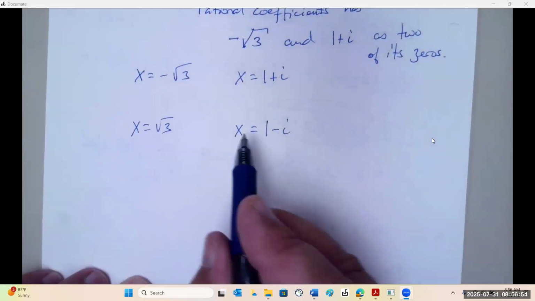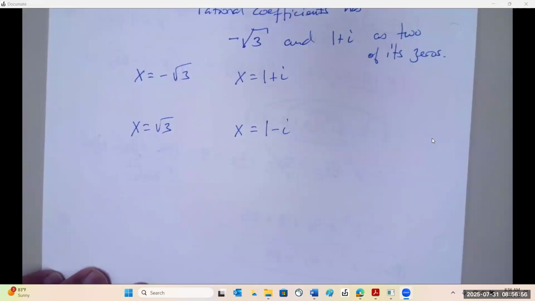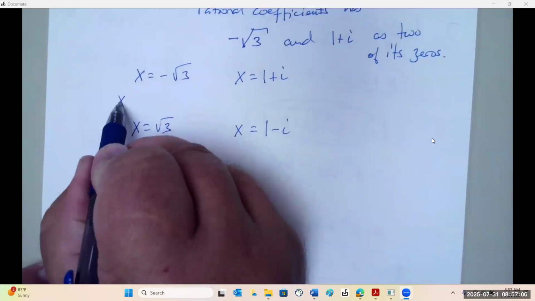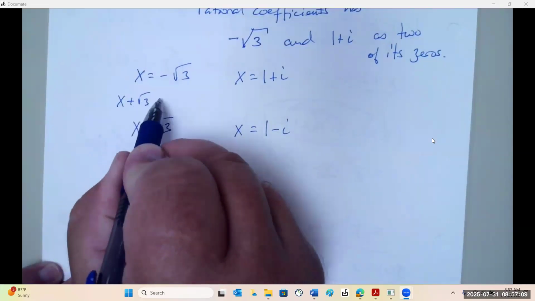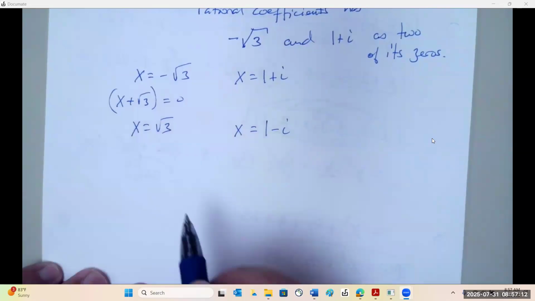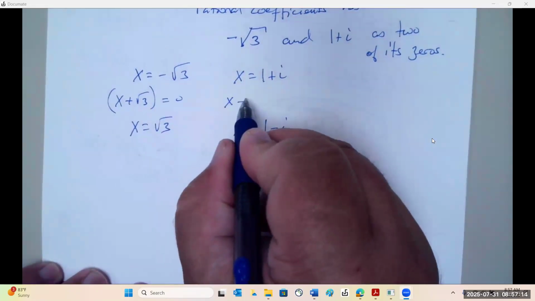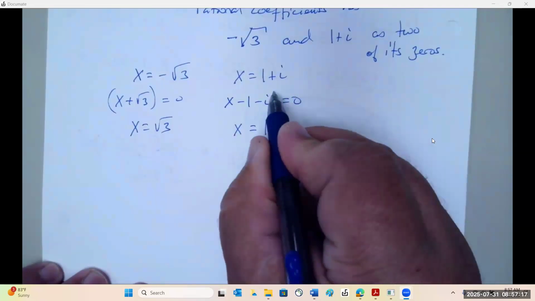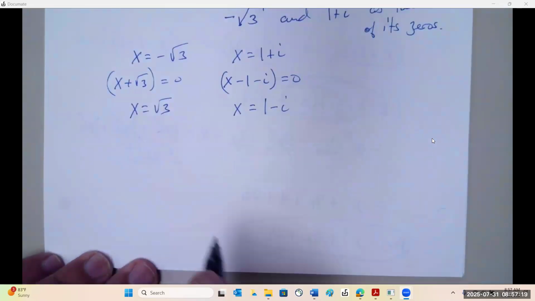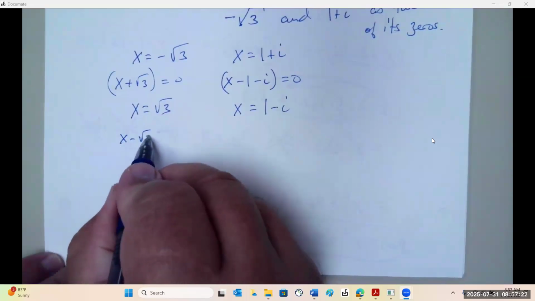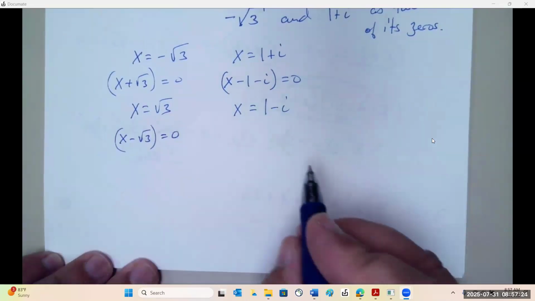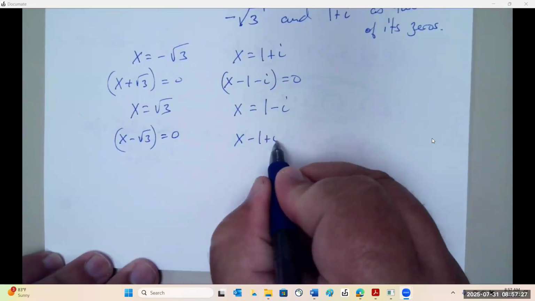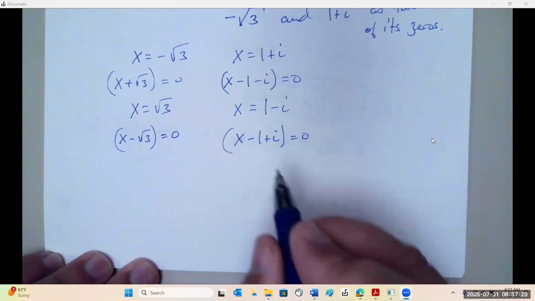So what do we have to do with these 4 x's? Not yet. Set them equal to 0. So x plus radical 3 equals 0. There's my first parenthesis. X minus 1 minus I equals 0. There's my second parenthesis. X minus radical 3. That's my third parenthesis. X minus 1 plus I equals 0. That's my fourth.